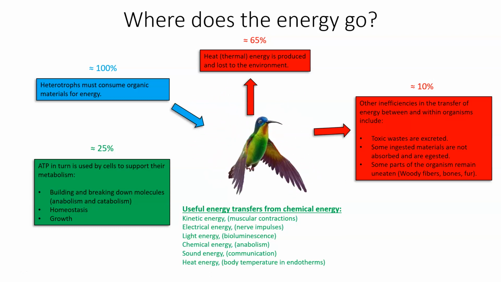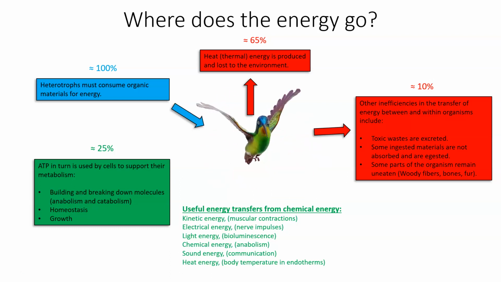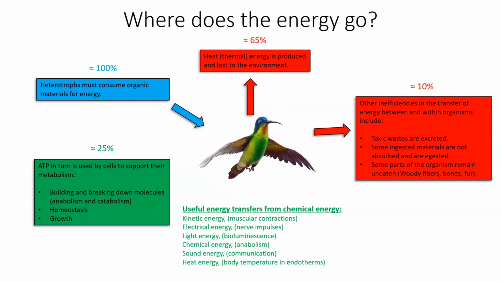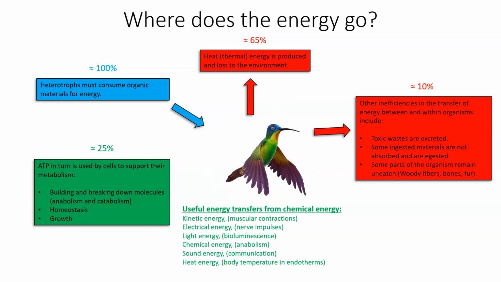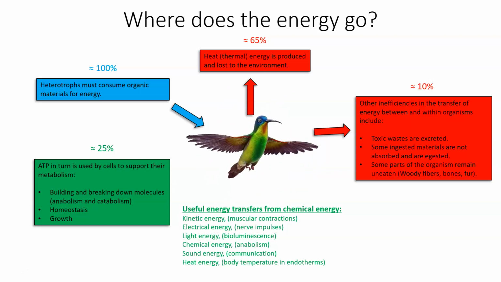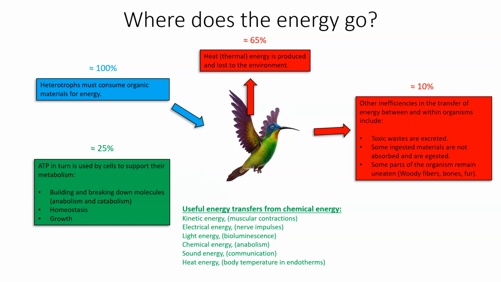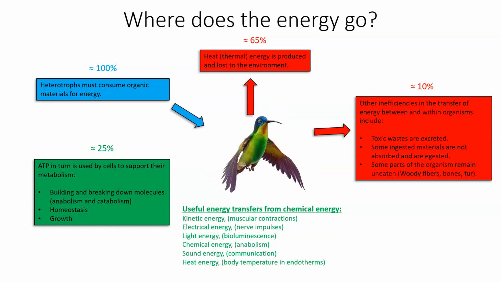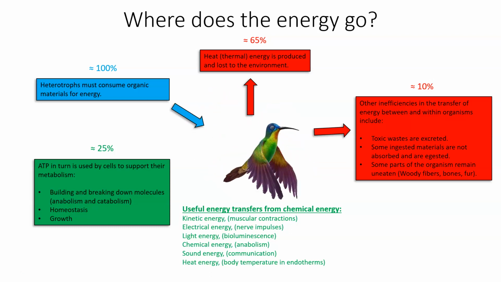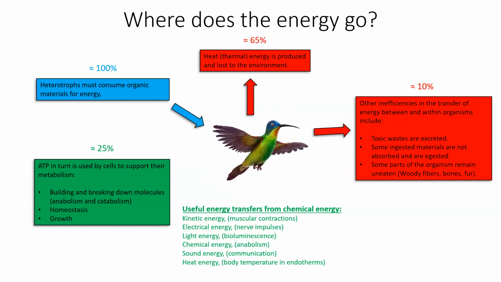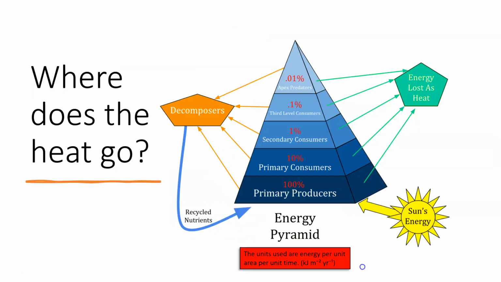The red boxes are completely lost. So 75% of the energy you consumed is going to eventually be lost to the environment and not used. 100%, obviously, the heterotrophs in blue, this is the organism consuming 100% of the material it eats. And then the green is green on purpose, because the green is what the organism has to use in order to keep itself alive.